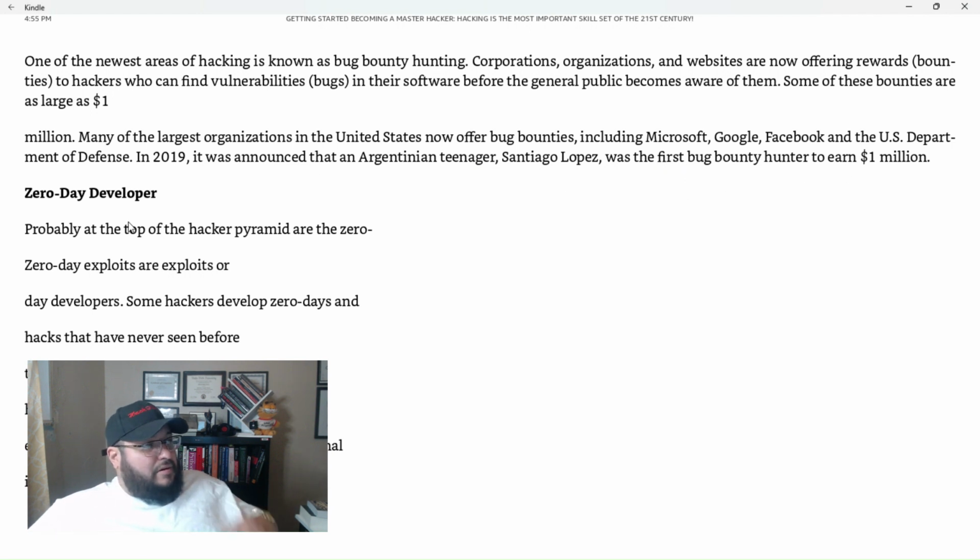So he's one of the top bug bounty hunters, and he's Hispanic, so I like that. From Argentina. Anyways, okay, so 0-day developers are people that are developing, and it tells you what they are right here.